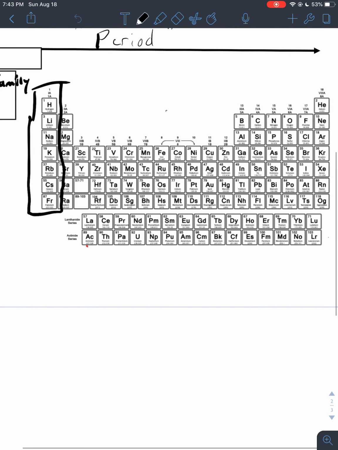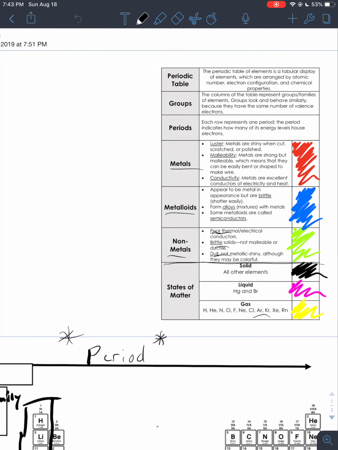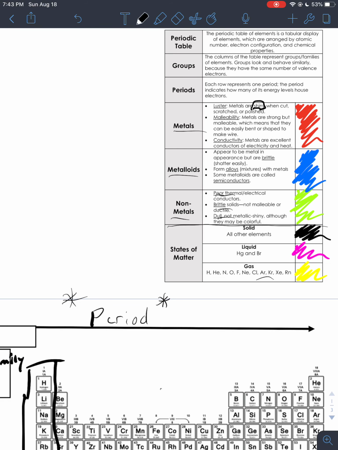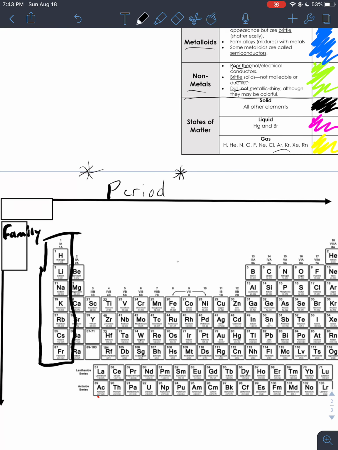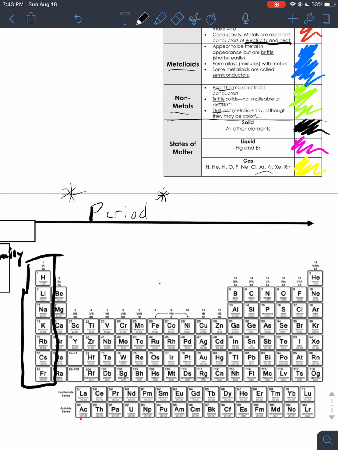Your brain will get there. When you see your metal category, notice that they are shiny. That's listed. And they're also excellent conductors of electricity and heat. On your graphic organizer, you would see column number 1 circled in red, except for hydrogen. Hydrogen would be circled in green. It is a non-metal.